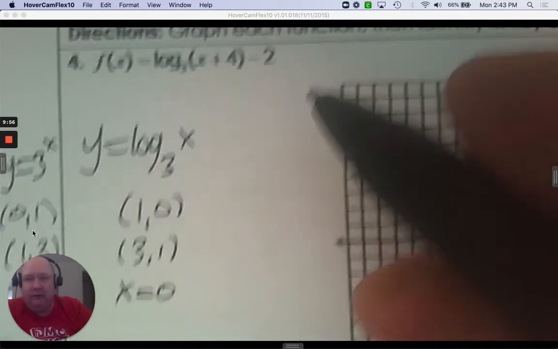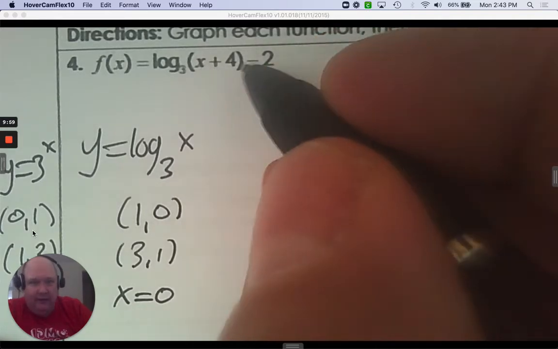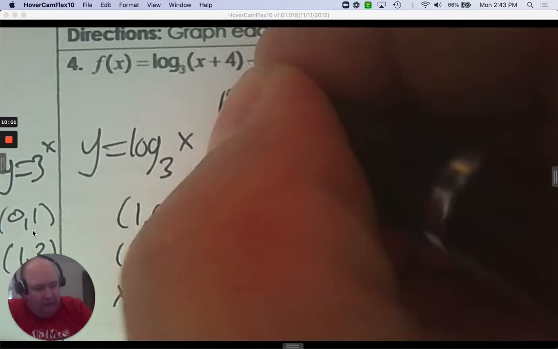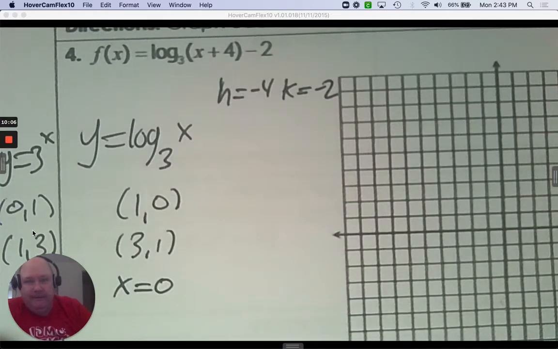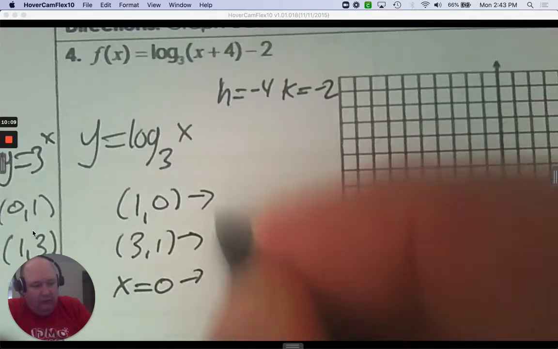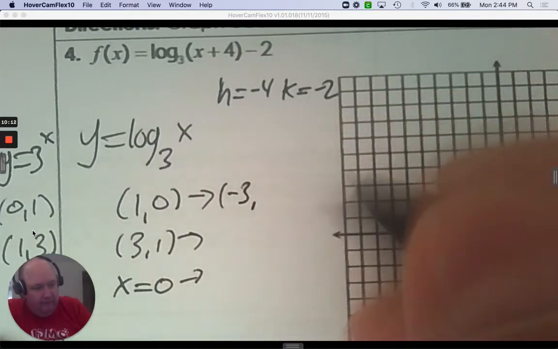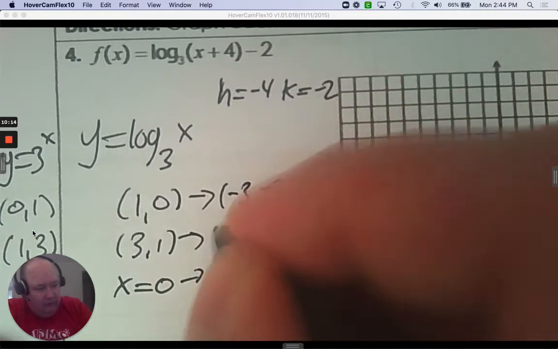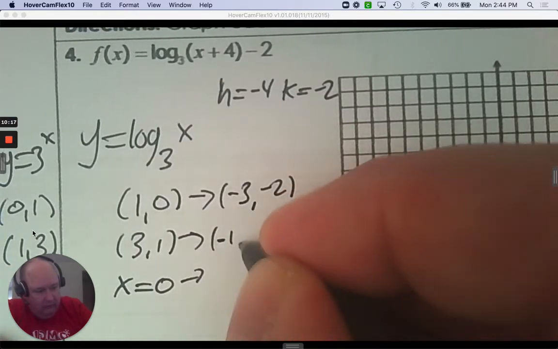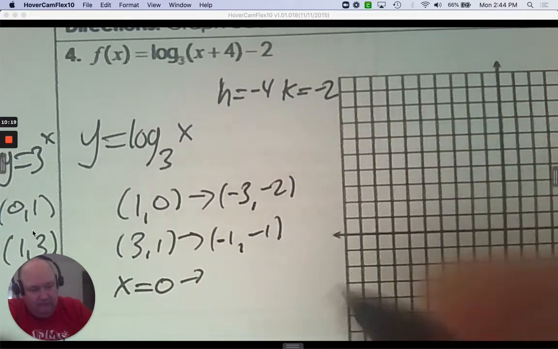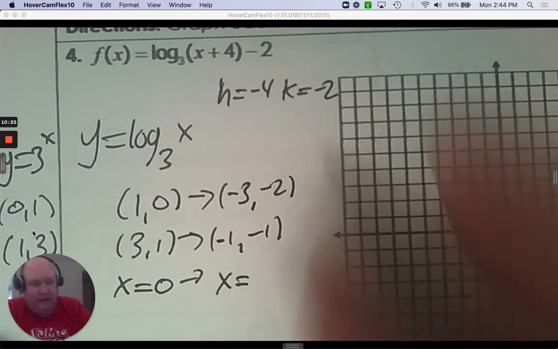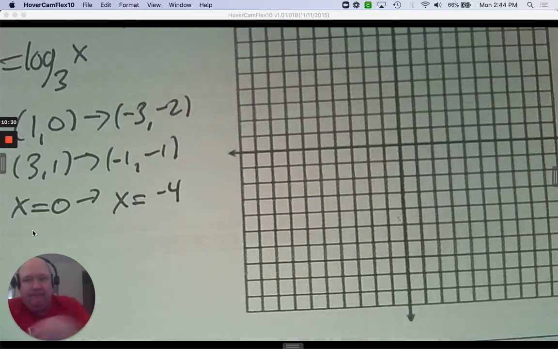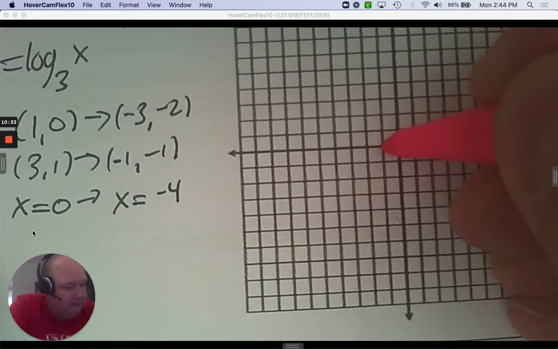Identify the transformations. So inside, h is -4. That's a horizontal shift. And k is -2. That's a vertical shift. So to each one of these, that's what I'm going to do to change them. So subtract 4 and subtract 2. Subtract 4 and subtract 2. And for this one, whatever h equals is the asymptote. That's where it is now. So those 2 points and that asymptote I'm going to put on my graph.